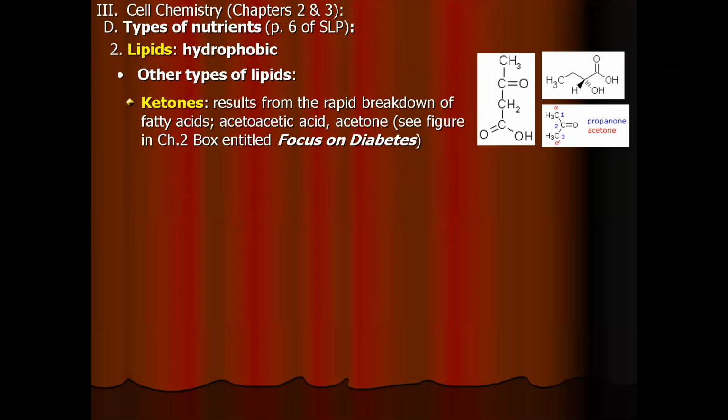Ketones are also a lipid. It is also hydrophobic, but it is acidic. We'll talk about this later, so don't worry about this yet. I just want to tie this in later. This is a step product of beta oxidation. We will learn about that next week, but it is a step.